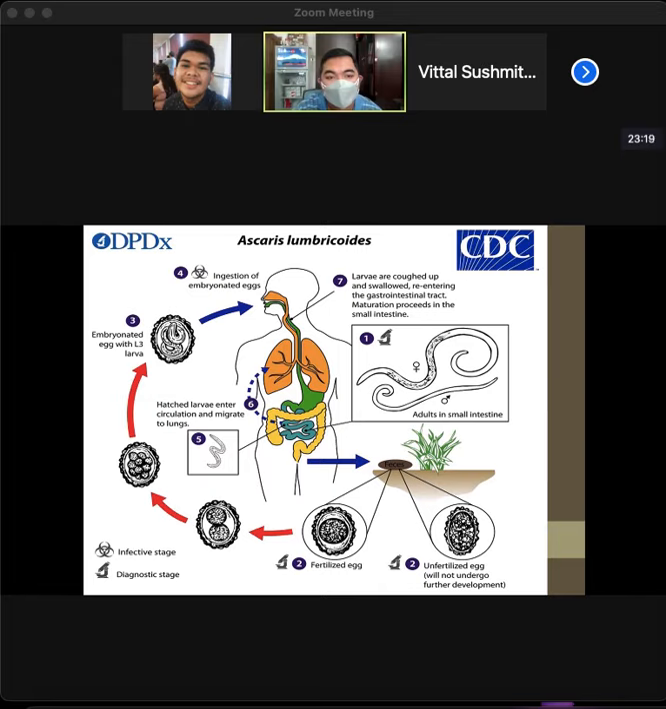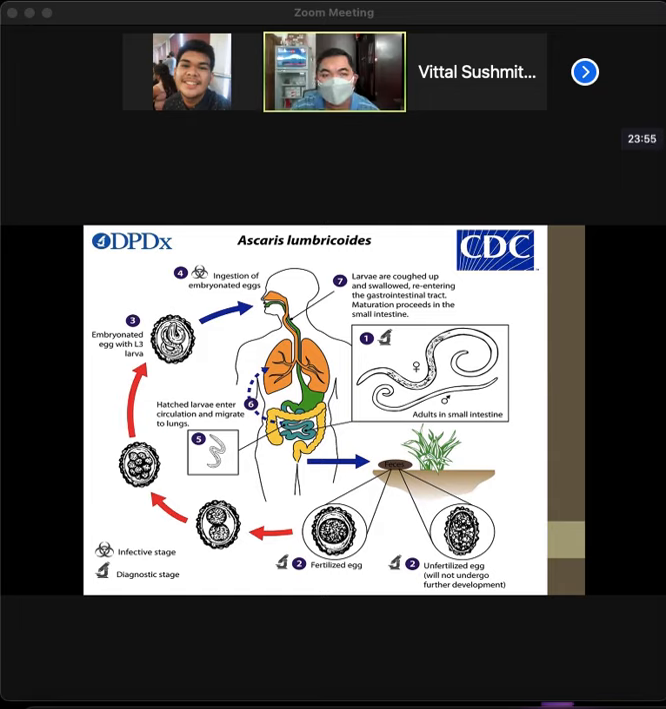And then once it hatches, the larva will enter into the circulation. From the intestine, sometimes it will travel into the lungs, and then to other areas. That's why in some patients they cough out the Ascaris lumbricoides. Sometimes it goes out to other areas of the body, like the eye, or sometimes in the feces. It will travel from one area to another.